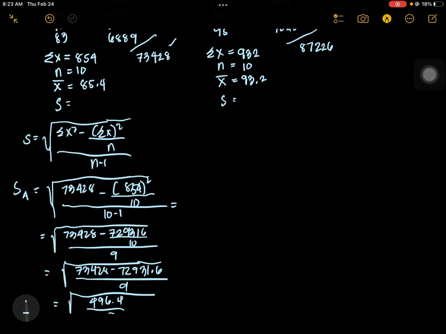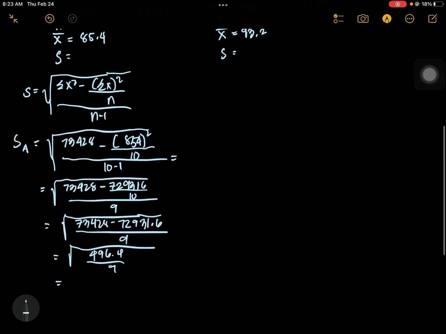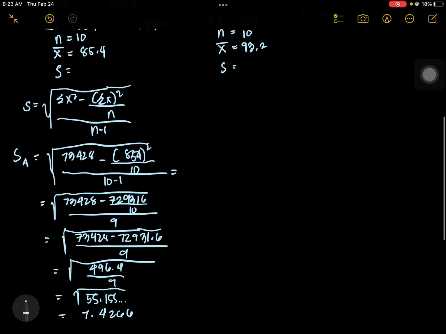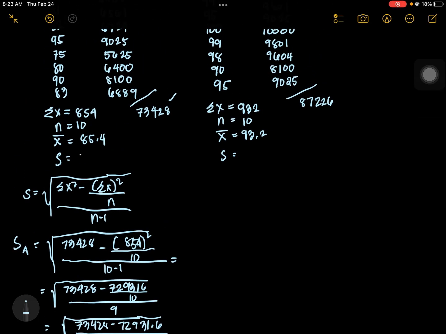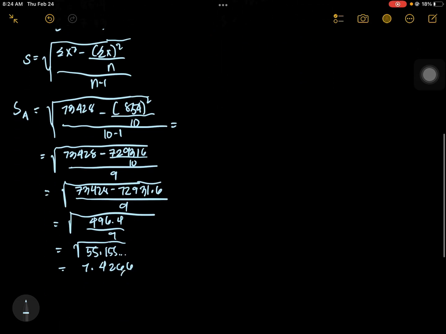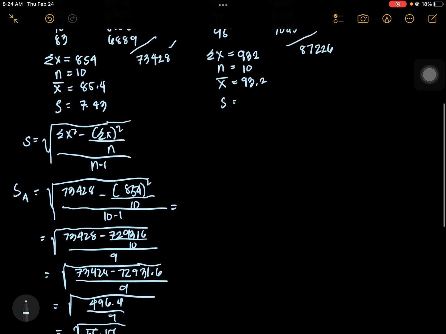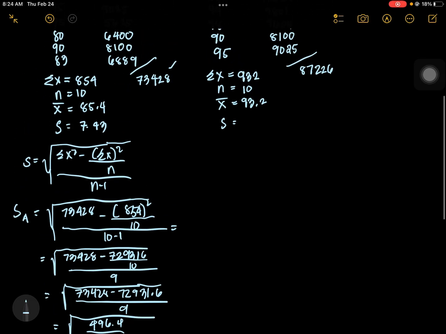496.4 divided by 9. So you have the square root of 55.155, and so on. And you have 7.4266. So that is our standard deviation. Approximately, we just round it. Okay, so 7.43. Since you have 6, that is 5 and up, so you add 1. So you have 7.43.